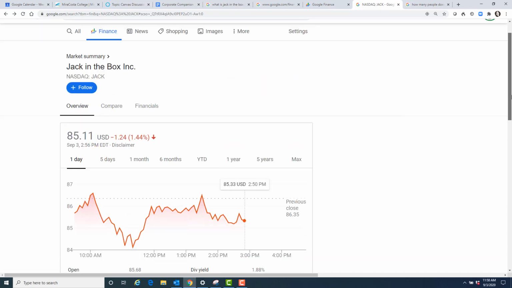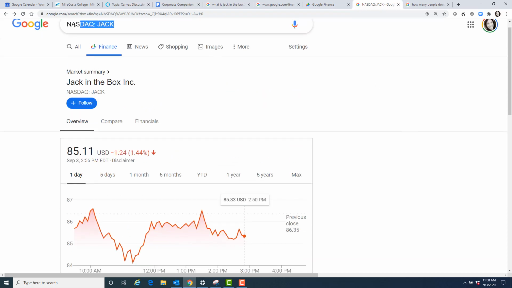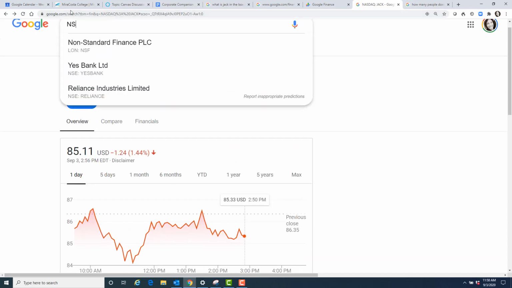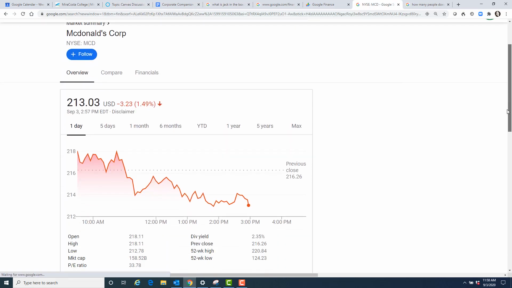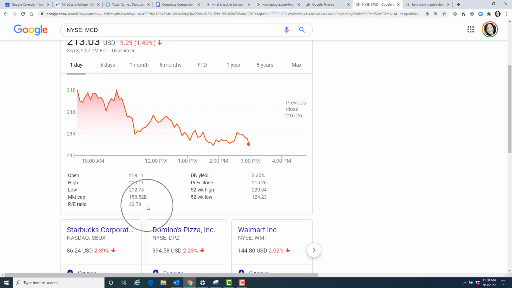And if we went back and looked at McDonald's, they're on the New York Stock Exchange. I just happen to know that one, MCD. There they are. Their PE ratio is 33.78. So 27 for Jack in the Box, 33 for McDonald's. That means McDonald's stock price is inflated a bit more than Jack in the Box's. It's a premium, it's a multiplier against the actual earnings of the company.